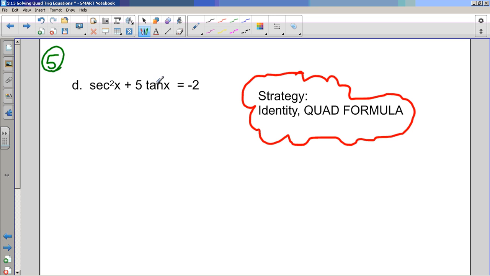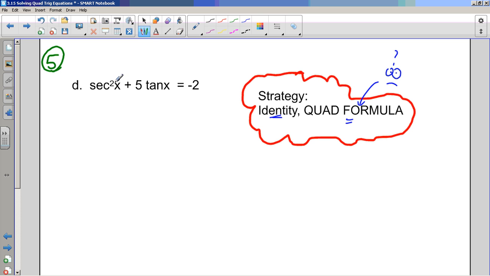So it's not the same thing, right? It's not the same thing. We've got A's and B's. There isn't a common factor because of this 2. But the strategy is a couple of steps. Identity, quad formula, that makes me nervous. What does that possibly mean? Quad formula with trig equations? Wow, not looking forward to that.